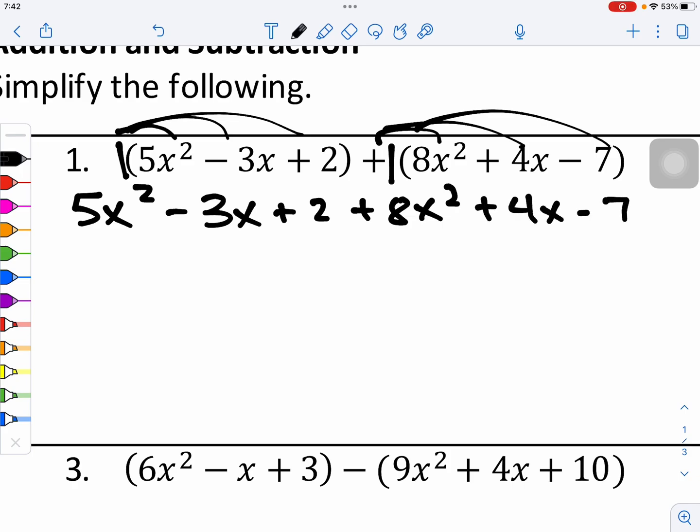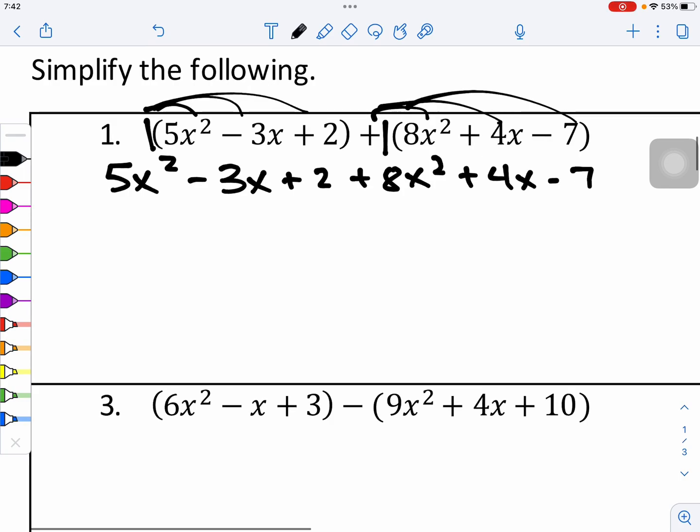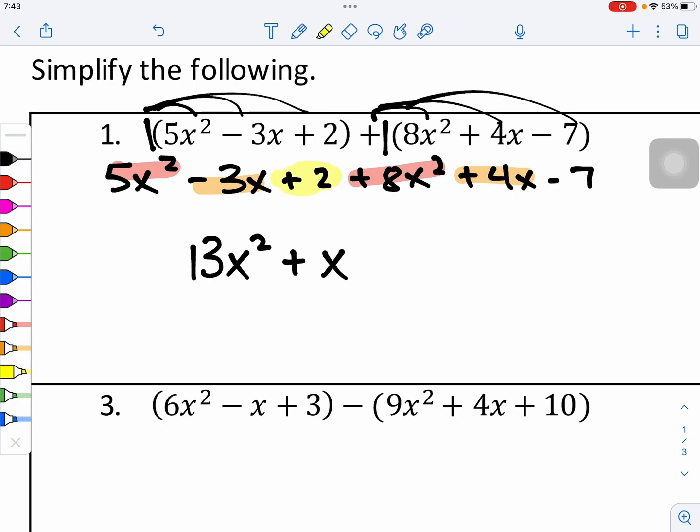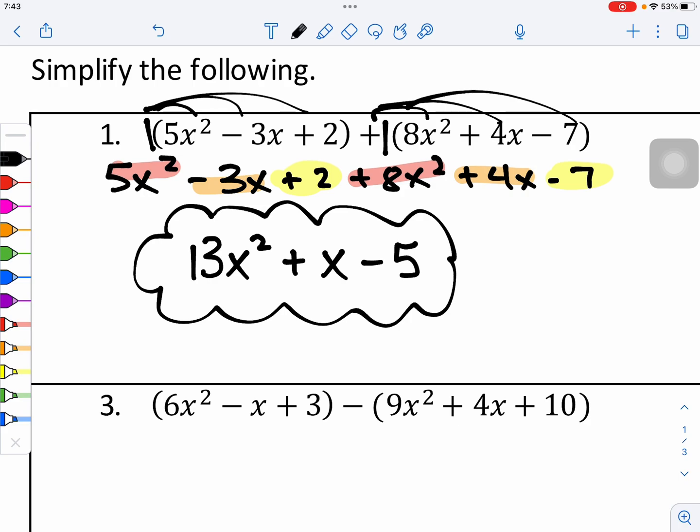And then I'm going to combine using like terms, my addition and subtraction, right? 5x squared plus 8x squared is 13x squared. Negative 3x plus 4x is positive 1x. Remember, you don't need to write the 1. You can, but not necessary. And then positive 2 minus 7 is negative 5. And so my final polynomial is 13x squared plus x minus 5.